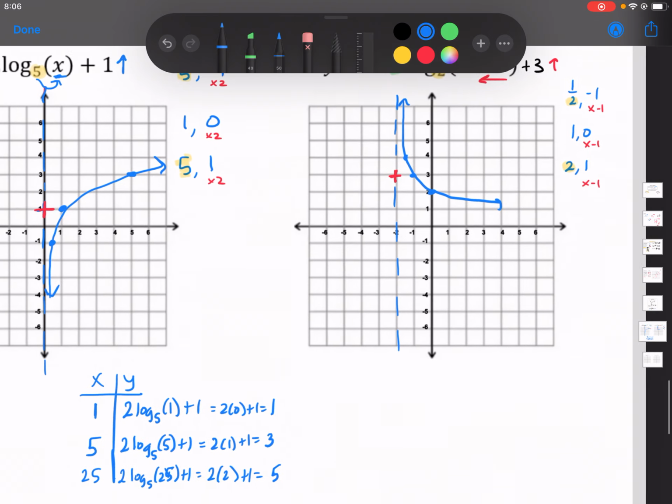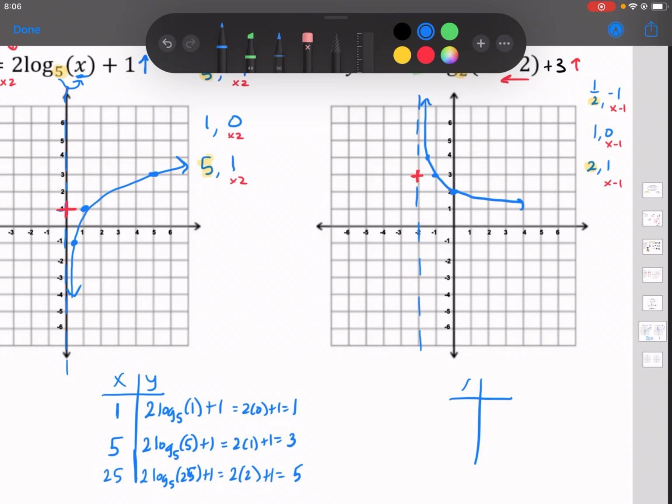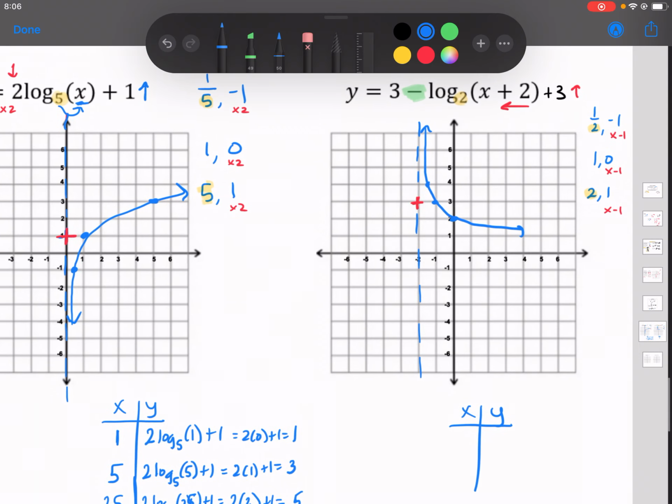For those people who really like to use the table, just as a heads up, one thing that you can do is, like I said, pick numbers that give you 1. So I'd try to find an x value that would give me 1 in the argument. So -1 would, because -1 plus 2 is 1. So 3 minus log base 2 of 1. That's nice because when you do a log base anything of 1, it's always 0. So this is just 3 minus 0, which is 3. So I'd have -1, 3, which is this coordinate.